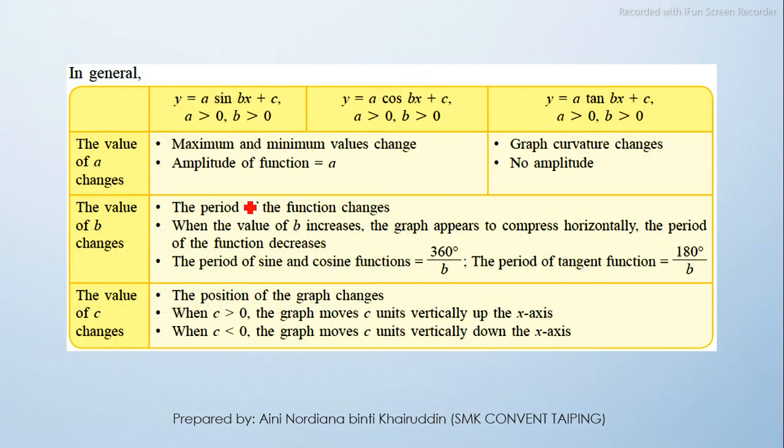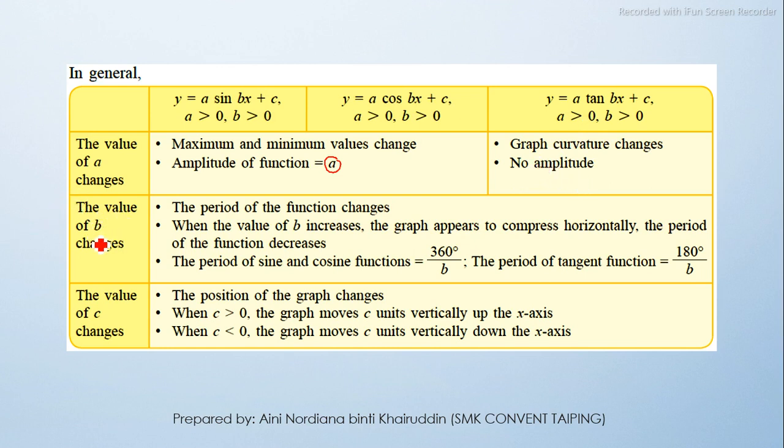So have a look at this table. In general, this is for graph sine, cosine, and tangent. The value of a changes. What happened? So maximum and minimum value also change. Amplitude of function equals a. So for sine and cos graph, the amplitude of the function equals the value of a. For graph tangent, graph curvature changes. As you know, graph tangent has no amplitude.